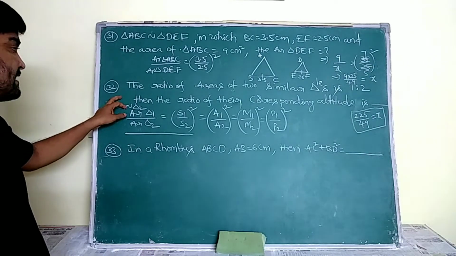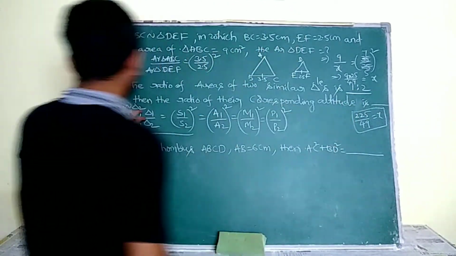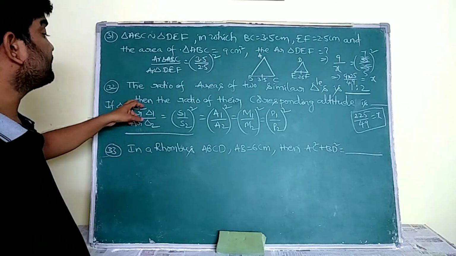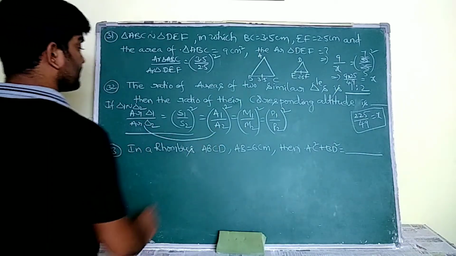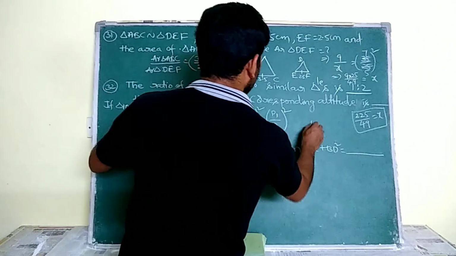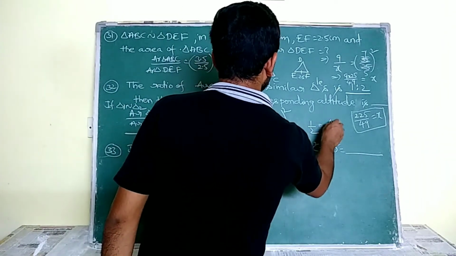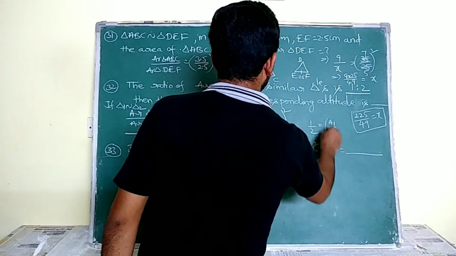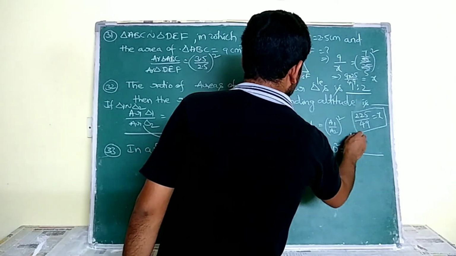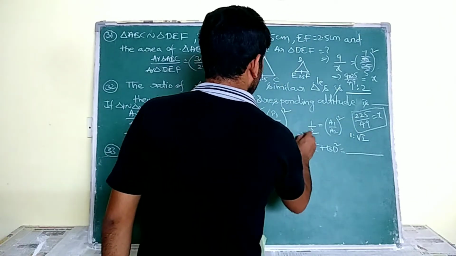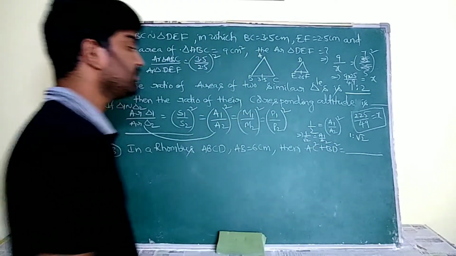Coming to the second bit: the ratio of the areas of two similar triangles is 1:2, and he is asking you to find the ratio of their corresponding altitudes. That means you have to use this relation. Its ratio is given as 1/2 and I have to find the altitudes ratio. 1/2 is equal to (altitude 1 by altitude 2) whole square. If I send that square to this side, then it becomes 1:√2. Why? Because by sending this square to this side, 1 by √2 is equal to altitude 1 by altitude 2.